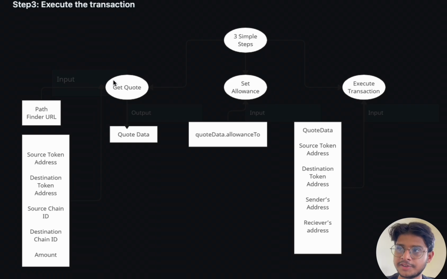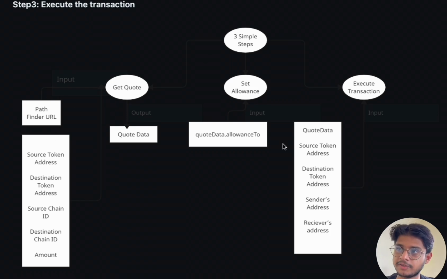So we have 3 simple steps: getting the code, setting allowance, and executing the transaction. There will be separate functions dedicated to each of these functionalities. The get code function will be handling the code request. It uses the Axios library to make an HTTP GET request to the Voyager PathFinder API. Let's talk about the input that it takes. It takes PathFinder URL and these details.